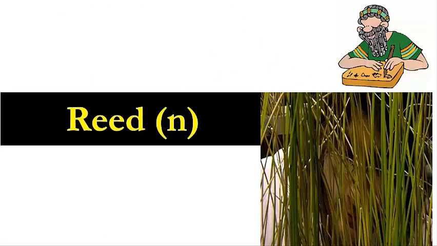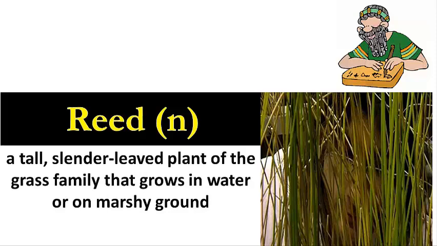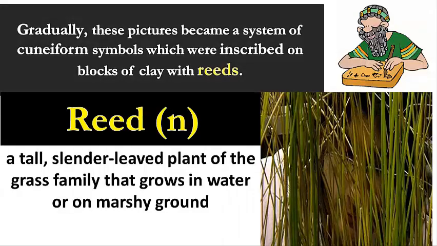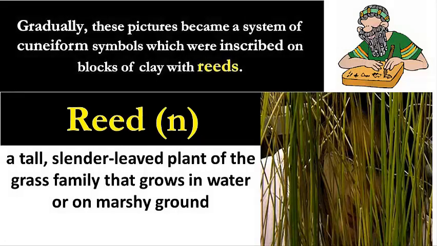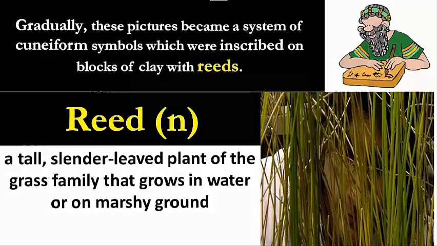And reed. It's a noun, a tall, slender-leaved plant of the grass family that grows in water or on marshy ground. Gradually, these pictures became a system of cuneiform symbols which were inscribed on blocks of clay with reeds, and this is the example.